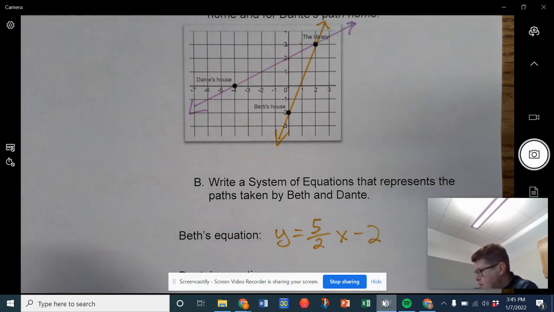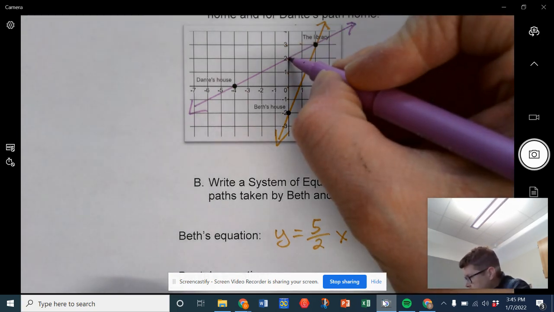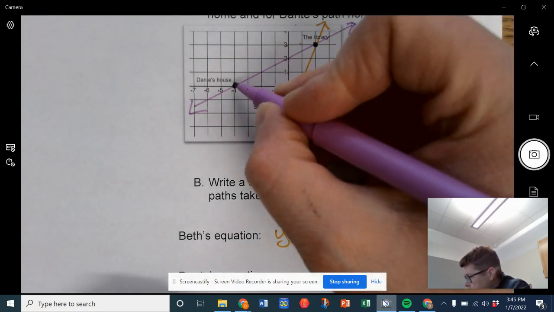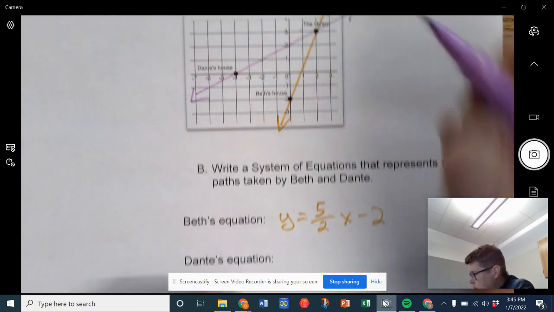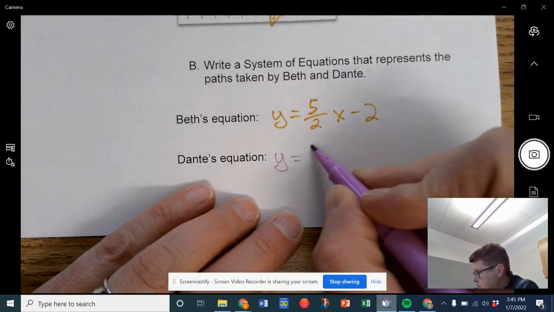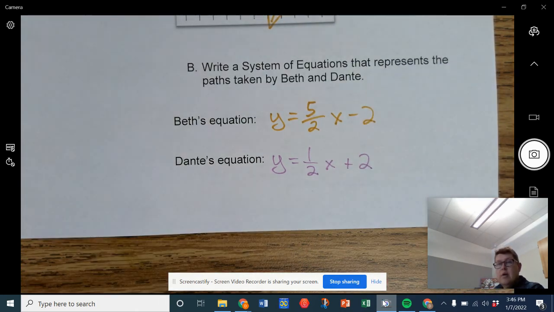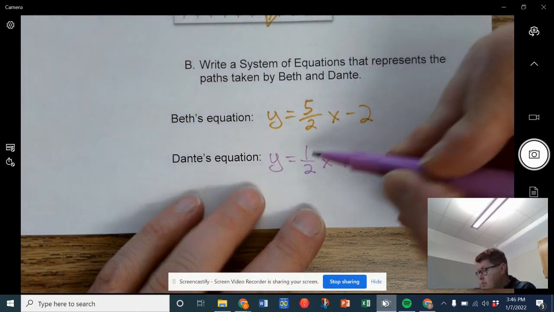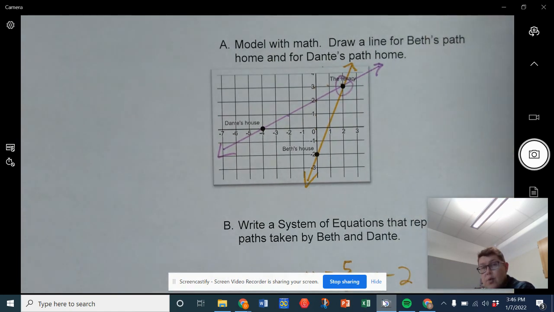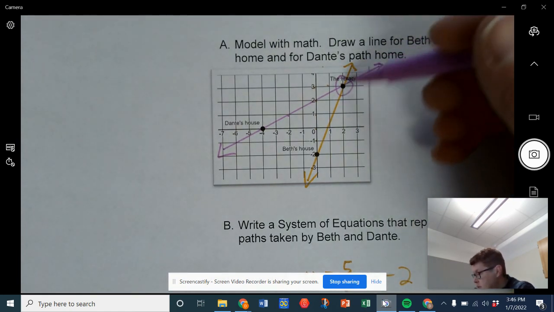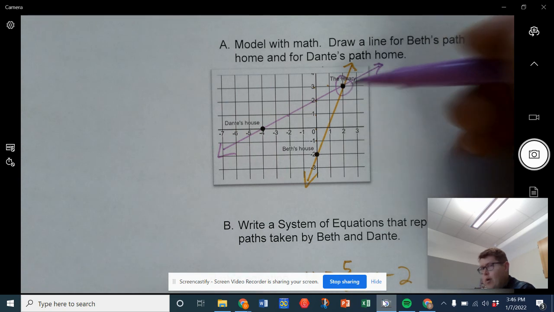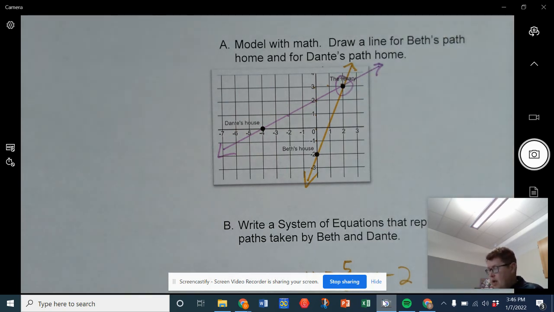And now Dante, we're going to do the same thing. Looks like it crosses at a +2 instead of a -2, but it looks like it actually goes up 1 and over 2, up 1 and over 2. So we've got these two lines right here. We can see that they have different slopes, so we know that they're going to cross once. So our solution is the library, basically where those two lines cross, which is where they passed by as they were on their way home.